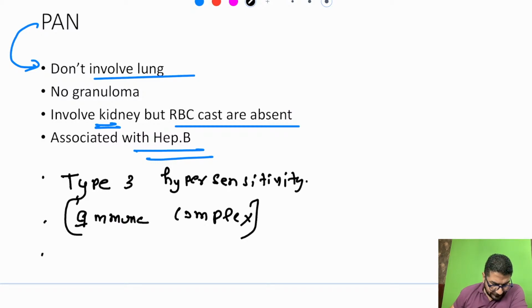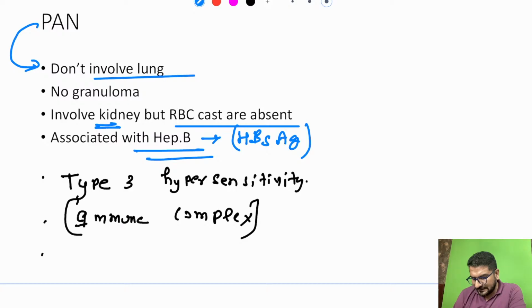Second question also they ask you in pathology, right? HBs antigen is called Australian antigen, right? Yes, the pulmonary artery is not involved. Sometimes it can involve the bronchial artery. Now understand this thing. Second question they ask you in pathology is which type of necrosis you will see. That is called fibrinoid necrosis.